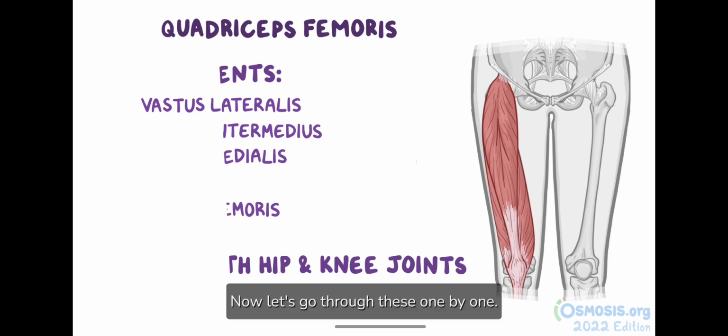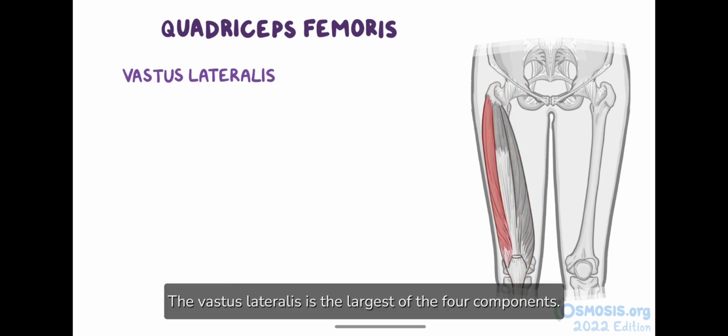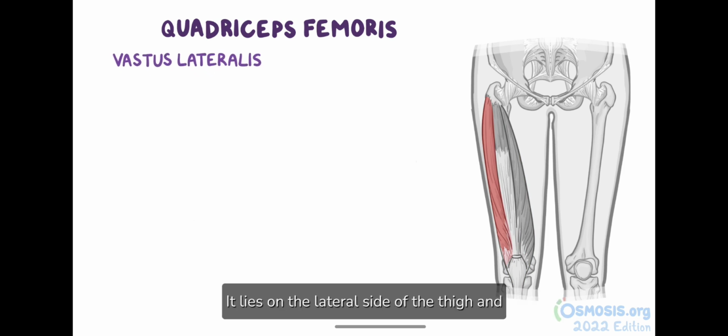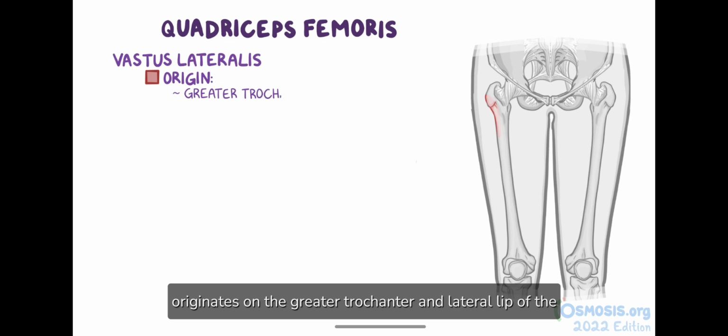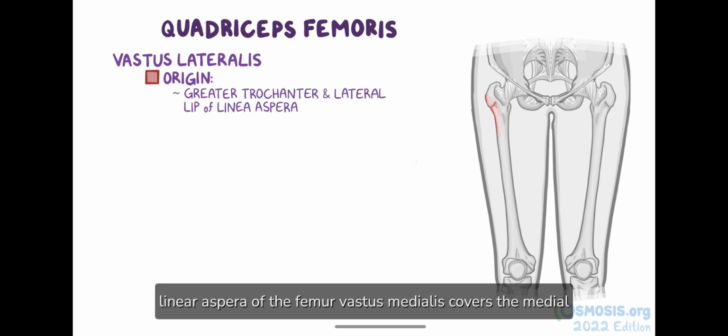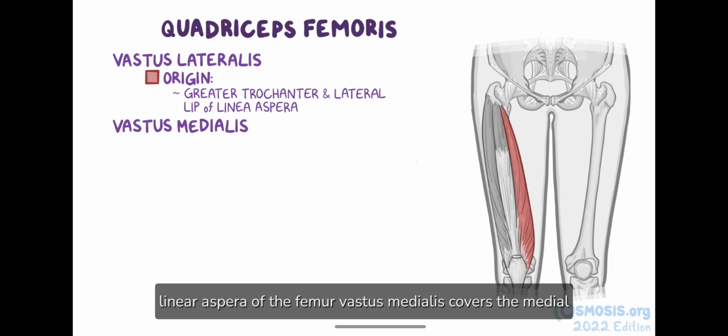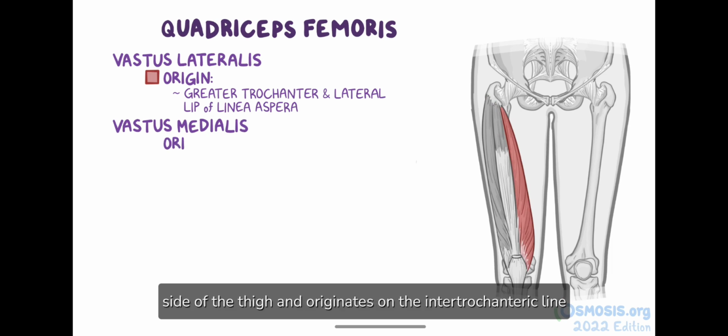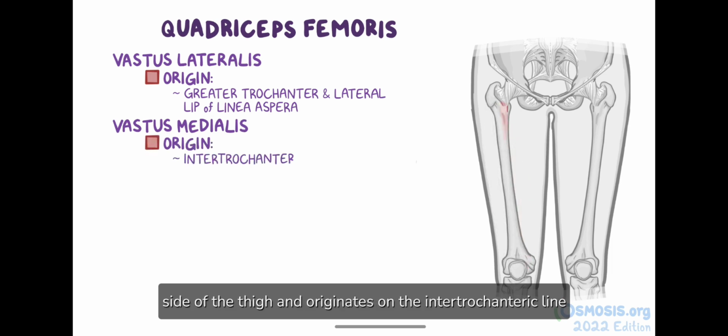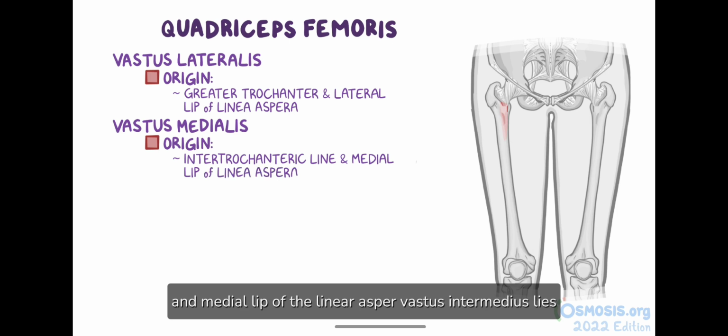Now, let's go through these one by one. The vastus lateralis is the largest of the four components. It lies on the lateral side of the thigh and originates on the greater trochanter and lateral lip of the linea aspera of the femur. Vastus medialis covers the medial side of the thigh and originates on the intertrochanteric line and medial lip of the linea aspera.